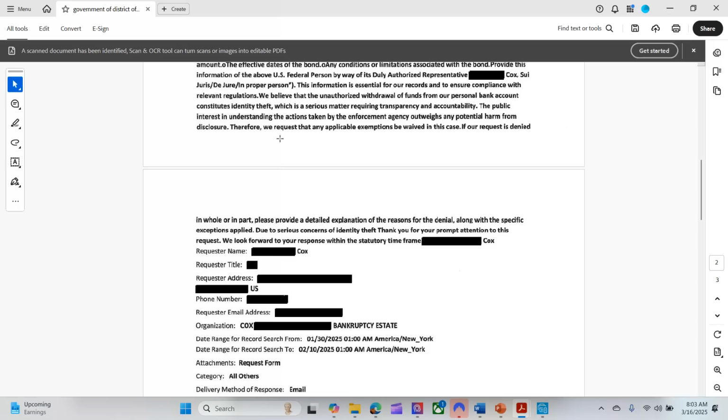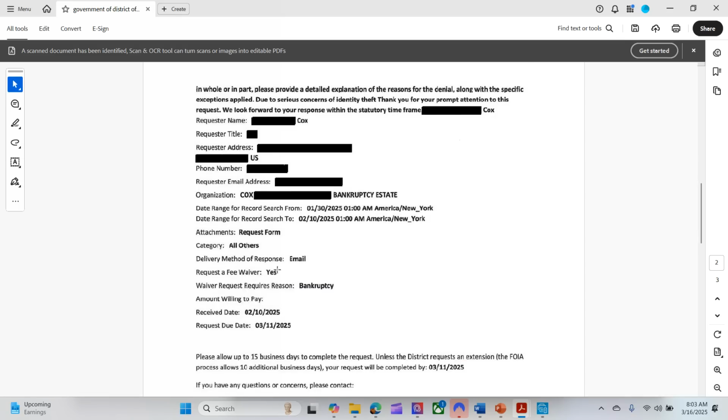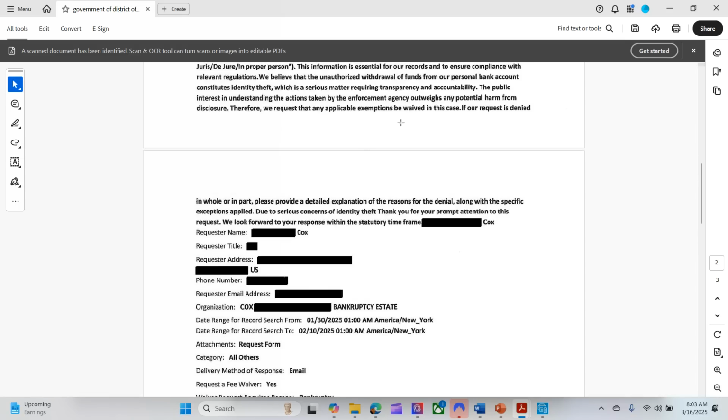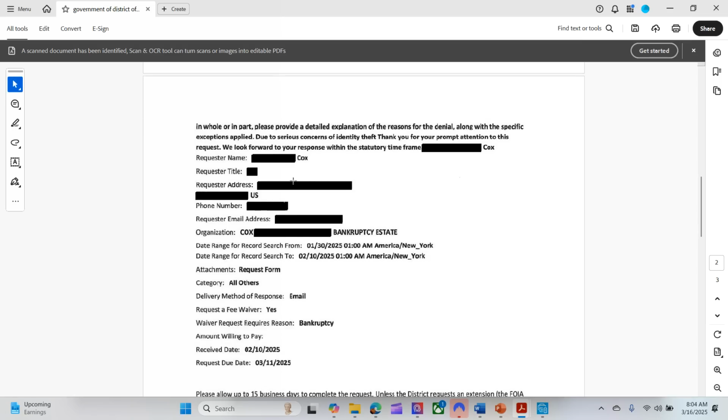I wonder if that's improper to say that. Therefore, we request any applicable exemptions be waived in this case. But either way, I'm going to revisit that sentence because I'm torn in my feeling about this. We request that any applicable exemptions be waived in this case. But anyway, it was enough to scare them into giving us the estate.